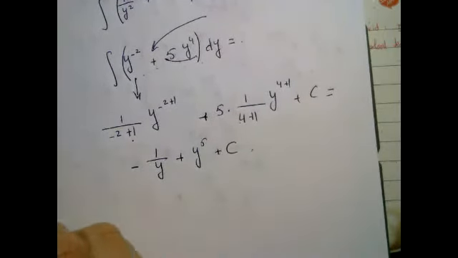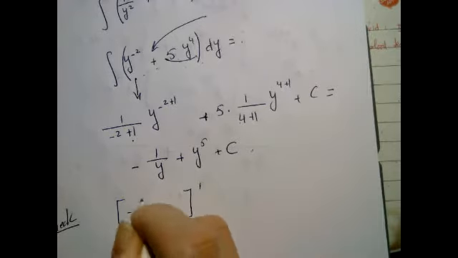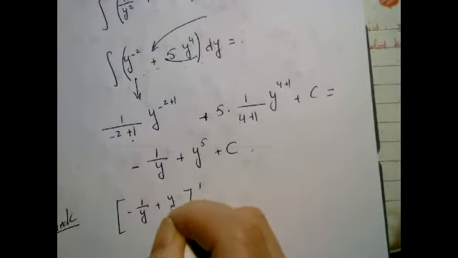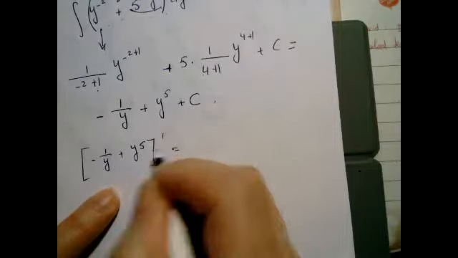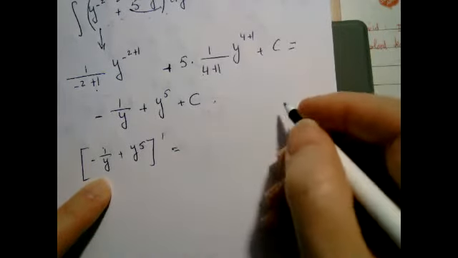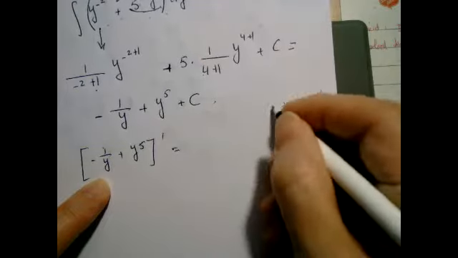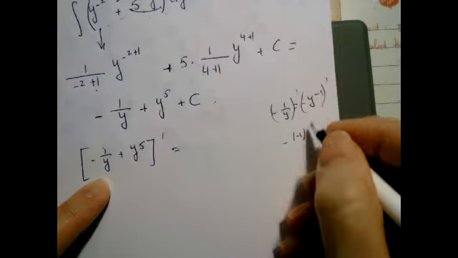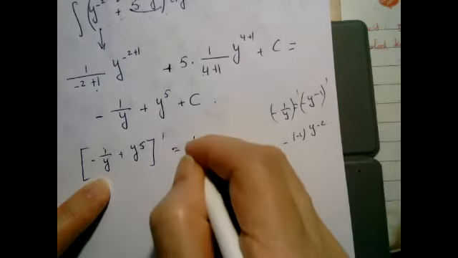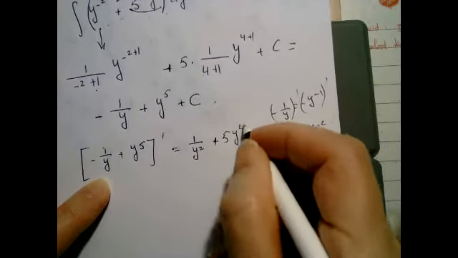Now, if you want, you can check your answer by differentiating this term. That's how we check. And we make sure that we get the term inside the integrand. So if we differentiate this, we get the derivative of minus 1 over y. Minus 1 over y is minus y to the minus 1. So the derivative is minus times that, y to the minus 2. So this is 1 over y squared plus 5 y to the power 4.